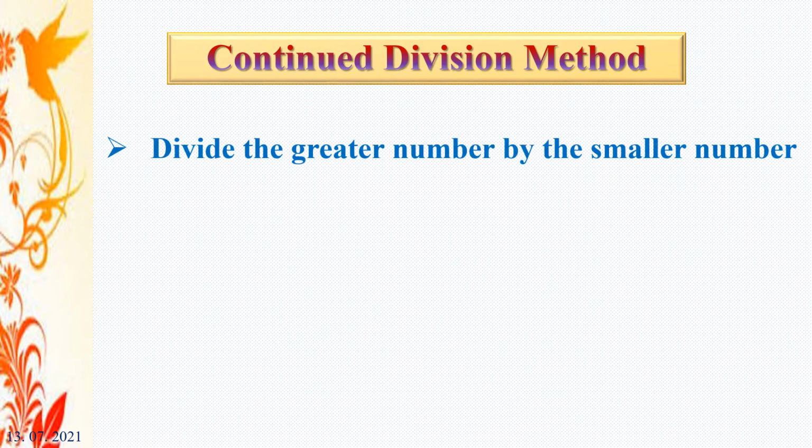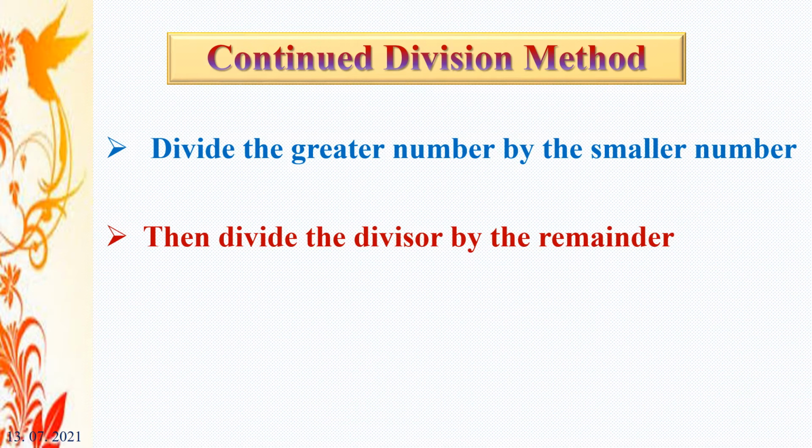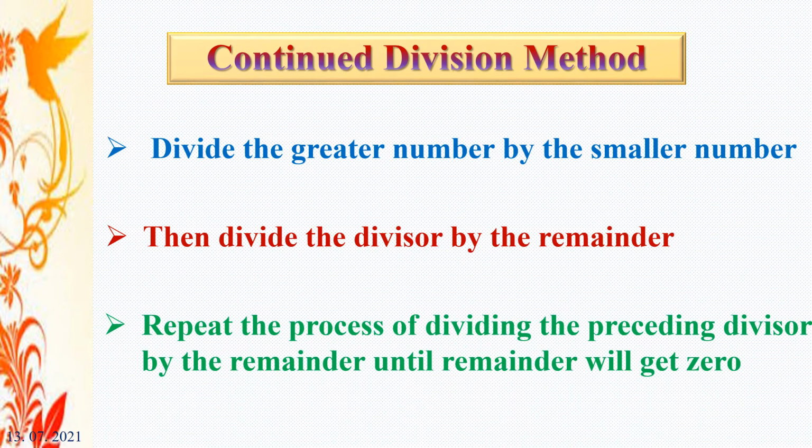There are three steps. First one, divide the greater number by the smaller number. Second one, then divide the divisor by the remainder. And third one, repeat the process of dividing the preceding divisor by the remainder until the remainder is 0.